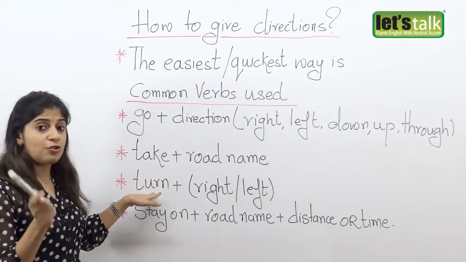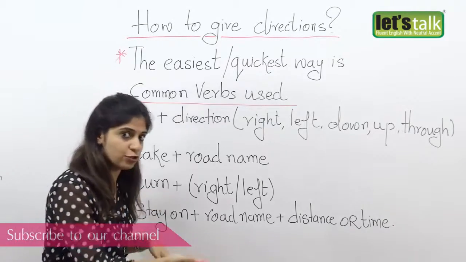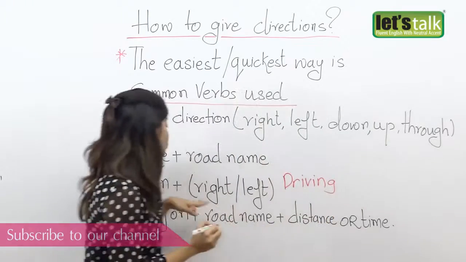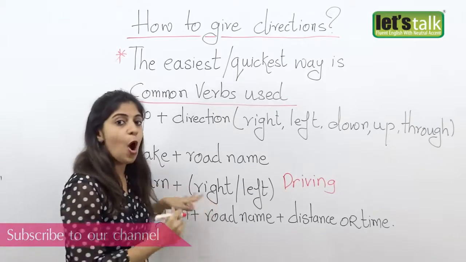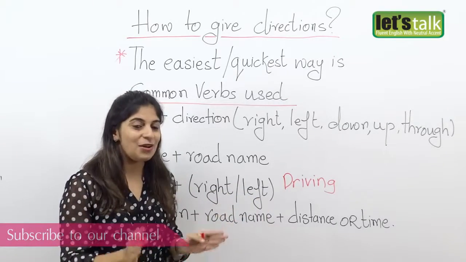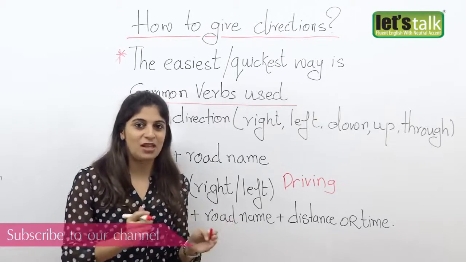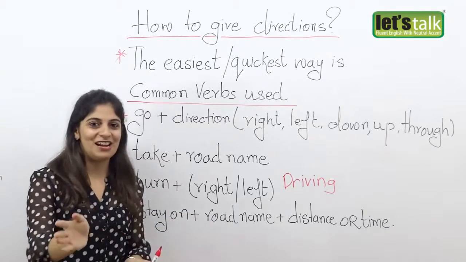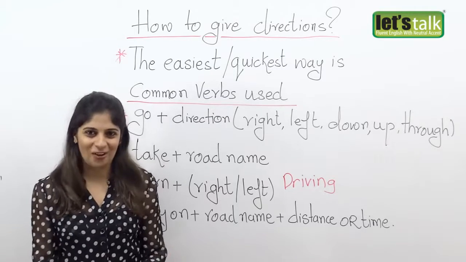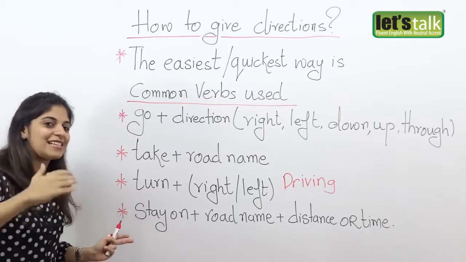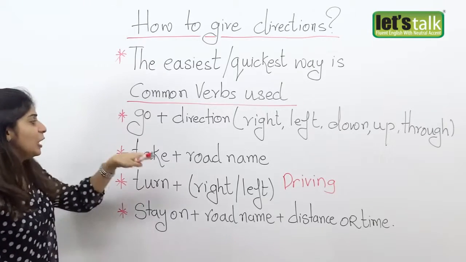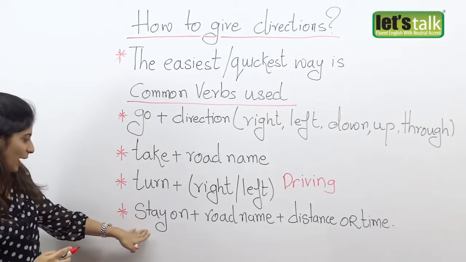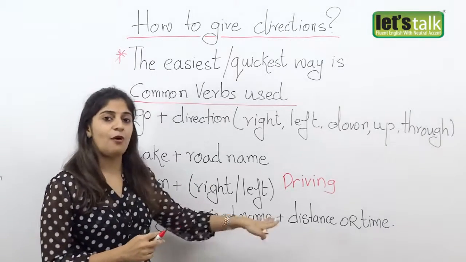Or if the person is driving and asking you for directions, make sure you always say turn right or turn left. So it would always be turn. But if someone is walking and asking you for directions, you would not say turn right or turn left. That's wrong. How is he going to turn if he's walking, isn't it? So if someone is walking and asking you for directions, then you would say go left or go right.